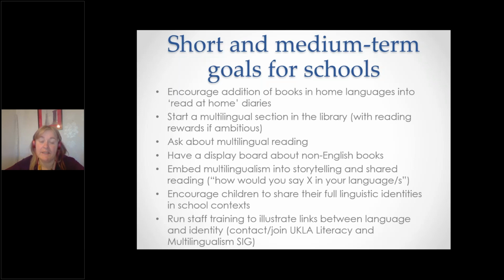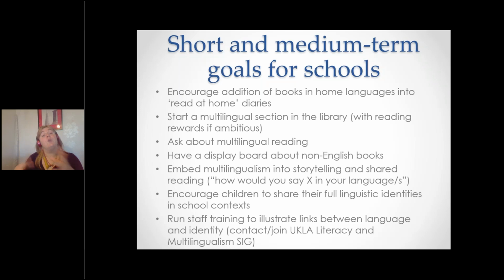one of the easiest things, especially at primary school level, for those schools that still have read-at-home diaries. I had an experience where I wrote a German book into my son's read-at-home diary, and we received a very friendly note back from the school, but it said to please focus on the English language reading rather than reading in other languages.